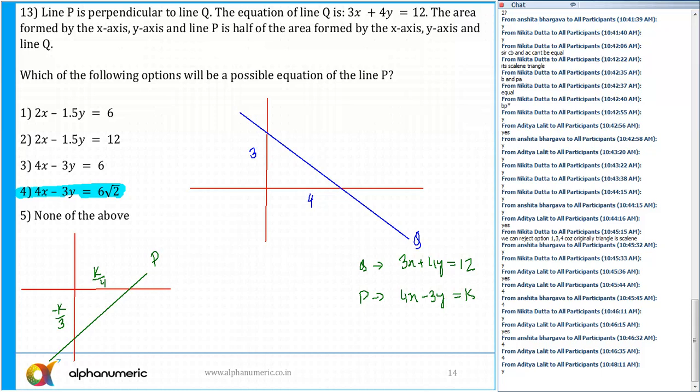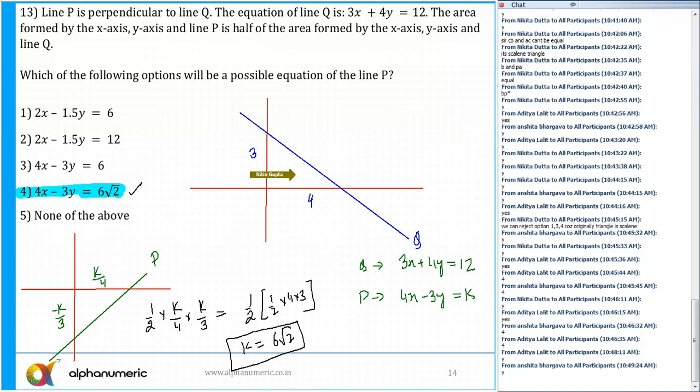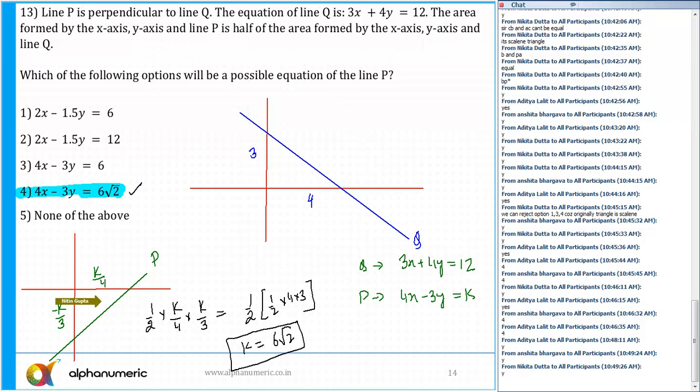Okay. And it says the area formed by x-axis, y-axis and the line P is half. So here area is equal to half into K by 4 into K by 3. That is equal to half of the area of the x, y and line Q. So half of, into 4 into 3. That's it. So just solve this. You can find out that K is equal to 6 root 2. So if K is equal to 6 root 2, the answer is option 4. Is that clear to all of you? Area of this triangle is half of 4 into 3 and area of this is half into K by 4 into K by 3.